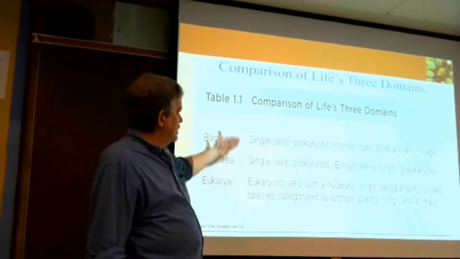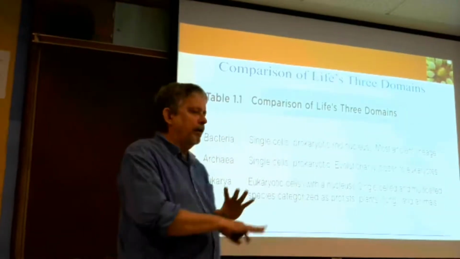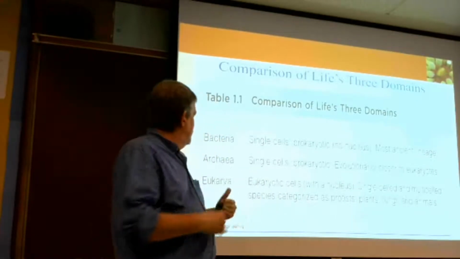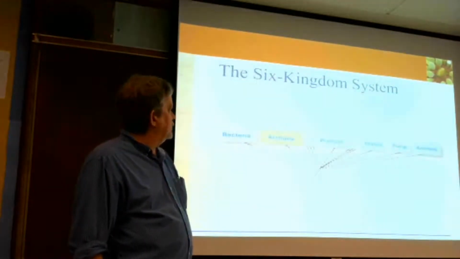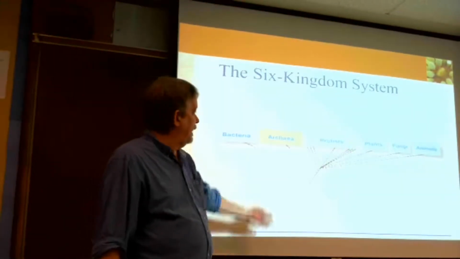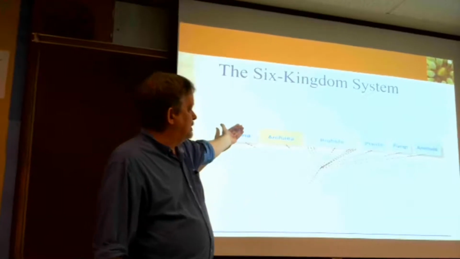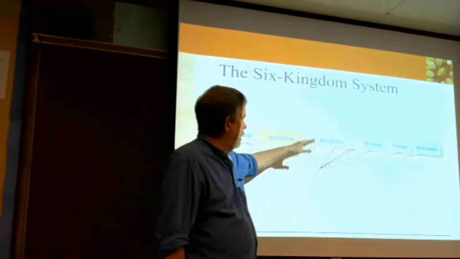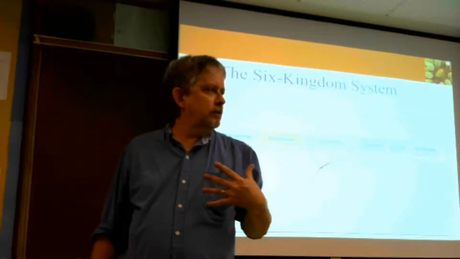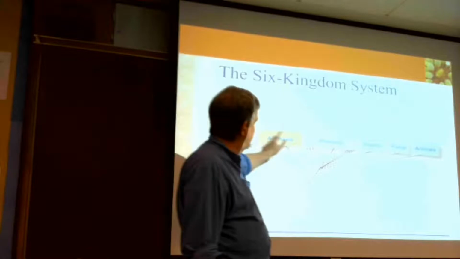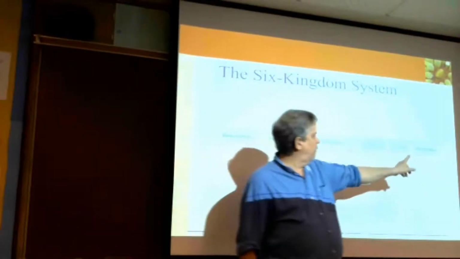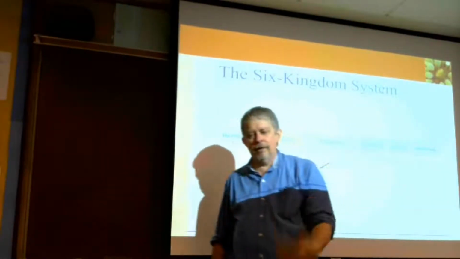So this is just comparing those 3 domains again. We've already covered all this. This is just a good study tool for you to keep these separate. And here's the way that, once we get out of the domain, going to the kingdoms, we have 6 kingdoms: bacteria, archaea, protists, plants, fungi, and animals. In our class, we're going to be covering this, and this. Second semester biology will be focused entirely on the animals.